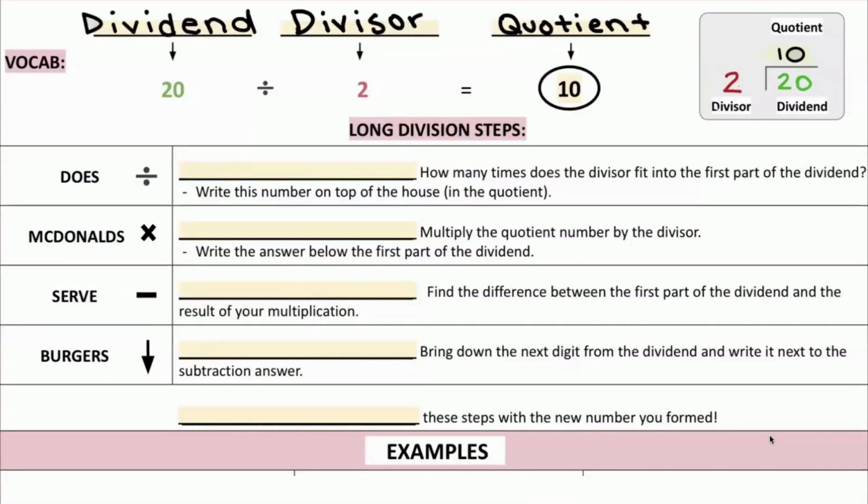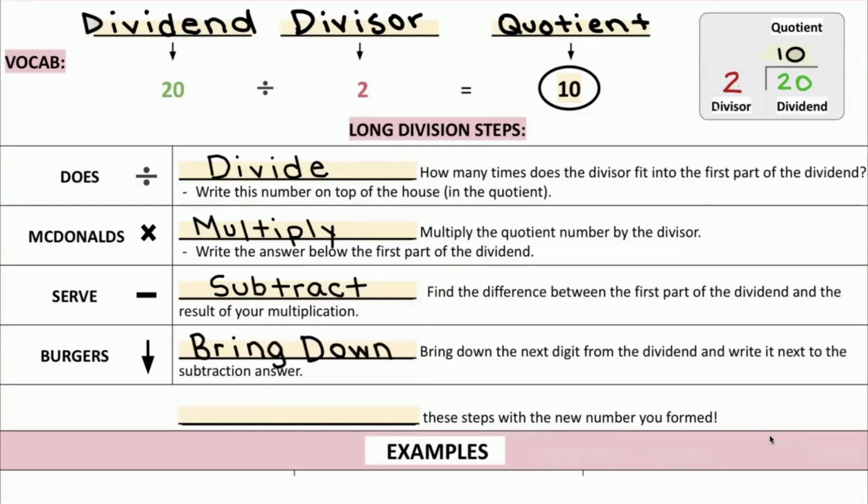An easy way to remember our steps are does McDonald's serve burgers? So the D stands for divide. That'll be our first step. And we'll get into the details of this more with our examples. For now, just make sure you're writing the notes. So we have divide, multiply, subtract, bring down. Those are the 4 steps you'll do over and over again. And you'll just keep repeating them. Remember, you can pause if you need more time.